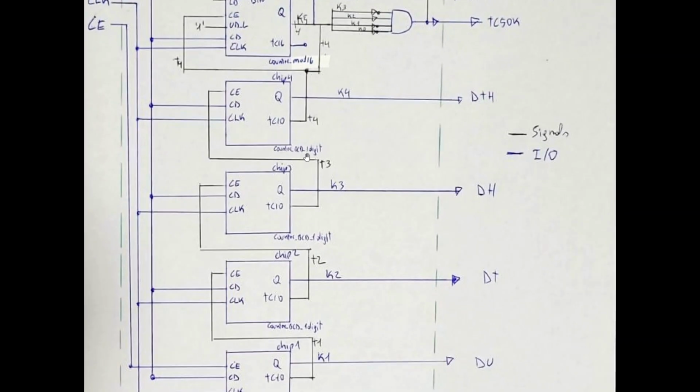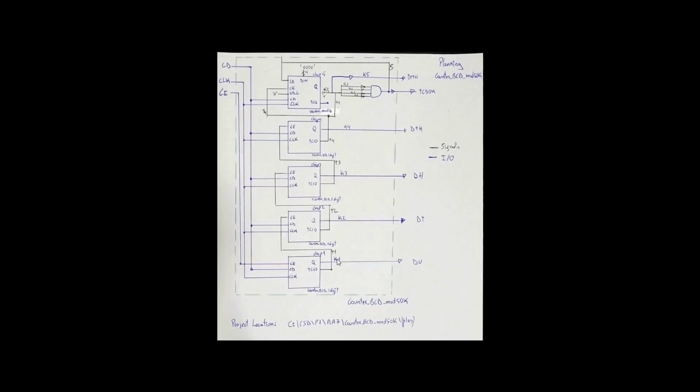Another remarkable thing here is that our count enable becomes 1 when the previous chip ends the counting. So this is how the counting works. For instance, if we are going to count the tens, the tens will only increase when the units finish. This is the basic idea of how this chip will work.